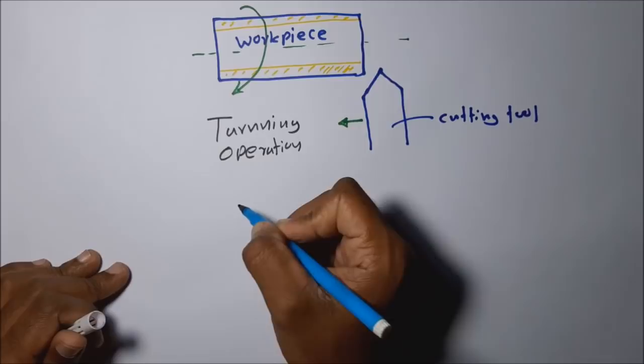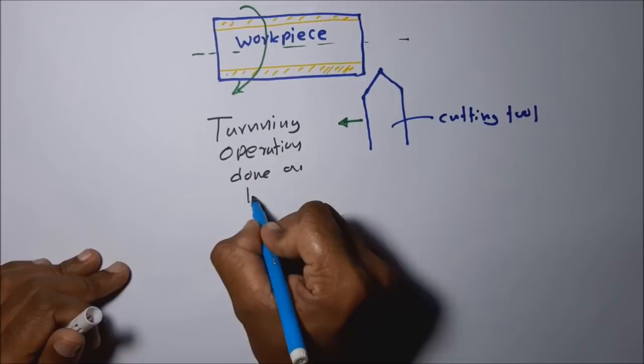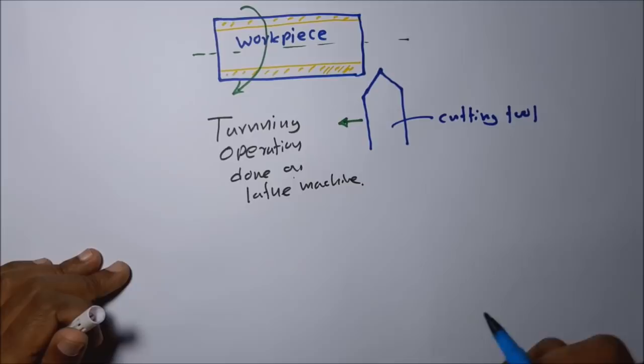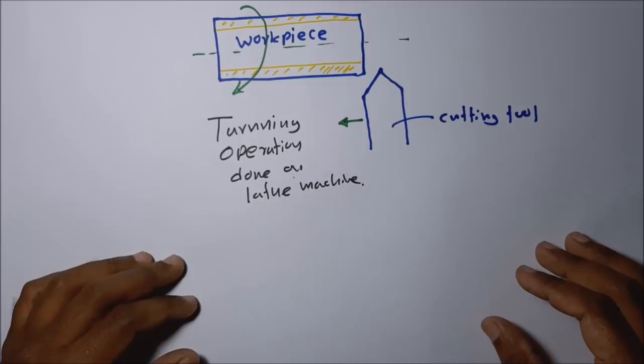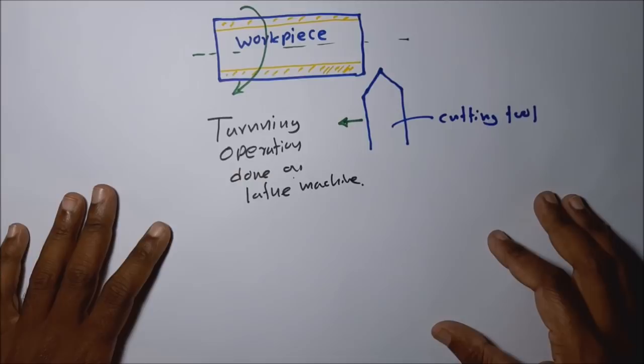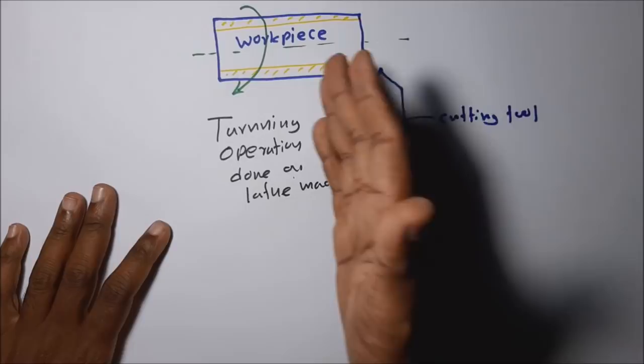This operation is done on a lathe machine. This operation is called turning operation, done on a lathe machine, reducing the diameter of the workpiece using the lathe machine operation. Here, this is the turning operation done on a lathe machine.